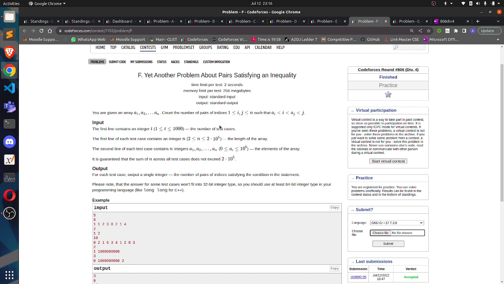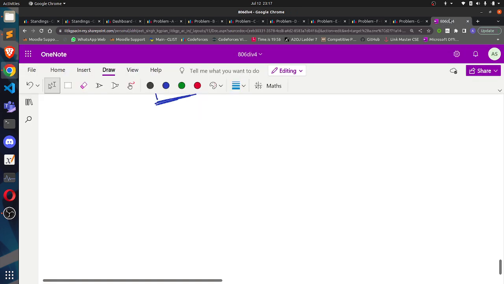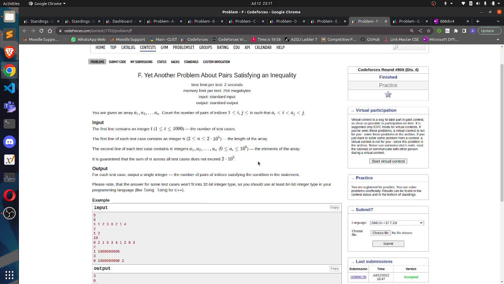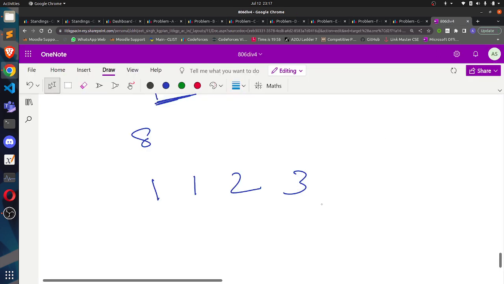I have to find all such pairs where i is greater than A[i] and A[j] greater than j, and j greater than A[j]. So we have been given an array, and we have to find all pairs where j is greater than A[j], greater than i, greater than A[i]. So what we can do is, let me store the array: 8 1 1 2 3 and 8 2 1 4.